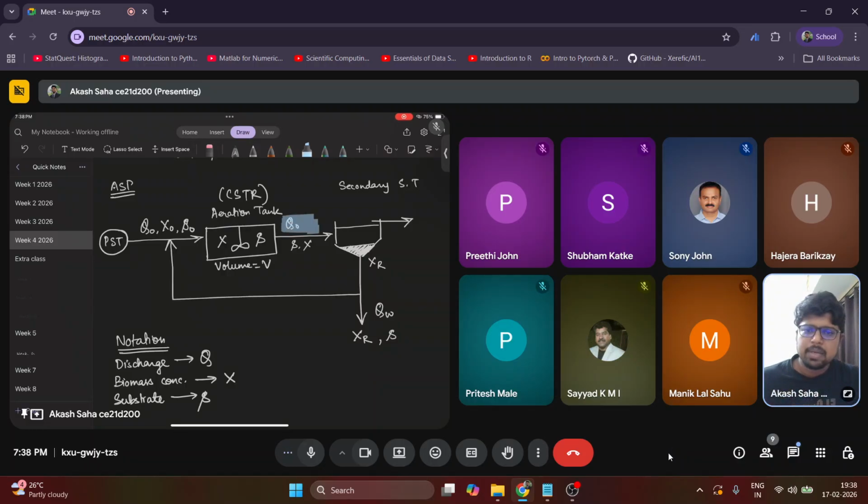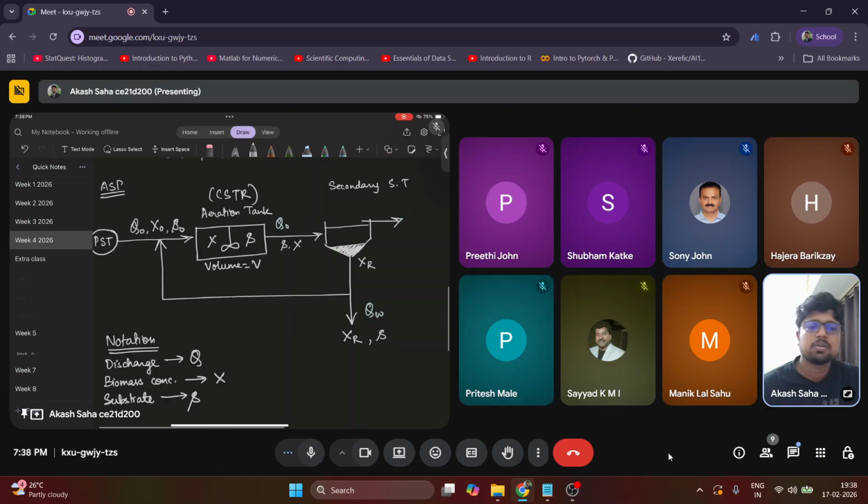So now you can see this Q naught is coming, QW is getting wasted. So what will be coming out of here? How much discharge will be coming out from here? Q naught minus QW. Q naught minus QW will be coming out from here.